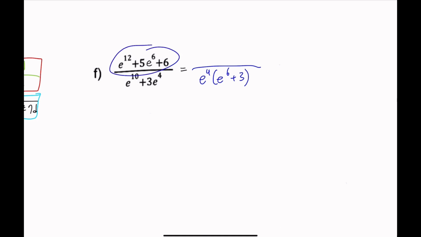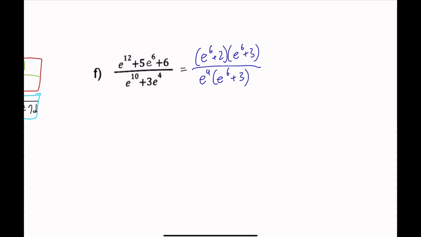And then up here, try to treat e to the 6 as one single variable, and then you'll notice that e to the 12 is just e to the 6 squared, right? And so this gives us that we can factor this into e to the 6 plus 2 times e to the 6 plus 3, right? And then if you try to expand this, you get e to the 12, and then 2 and 3, so you get 5 e to the 6, and then you get plus 6, which is basically what was here, right? And so let's transfer this over here like that.